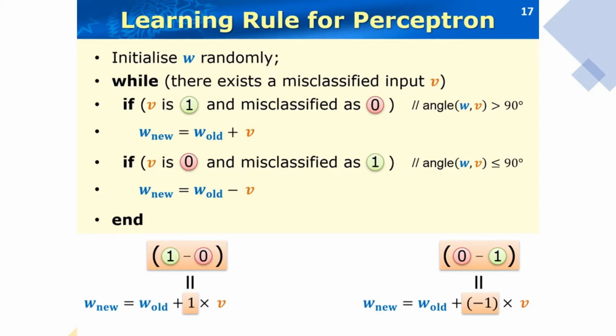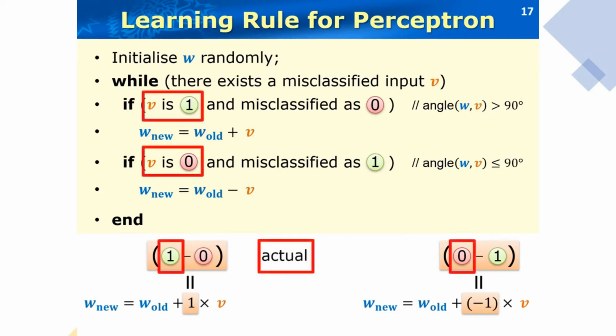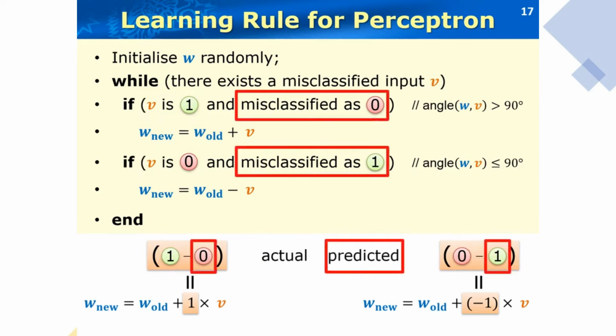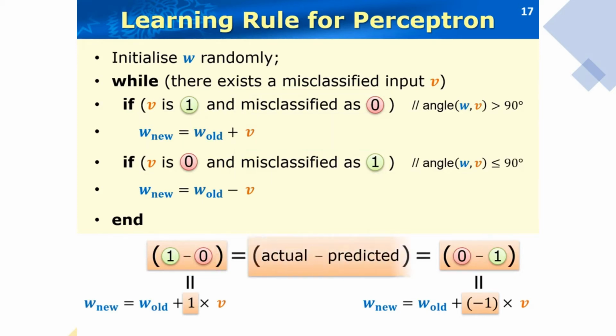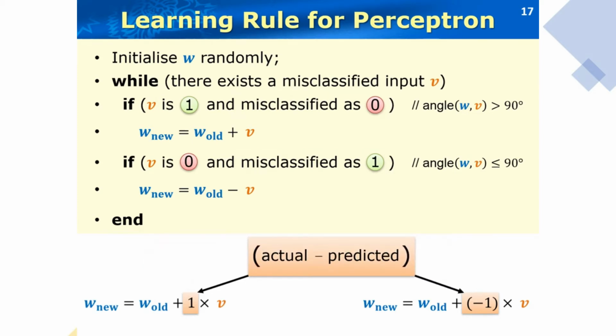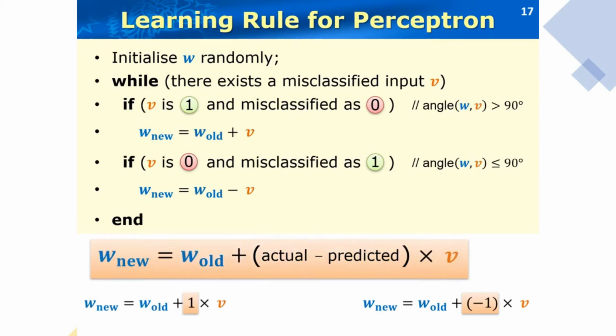In both cases, we notice that these parts are the actual value of the data points, whereas these parts are the predicted values of the data points from the perceptron. Therefore, these two cases can be merged in a unified manner as actual value minus predicted value. Consequently, we can simply use a single equation to describe the aforementioned two cases.